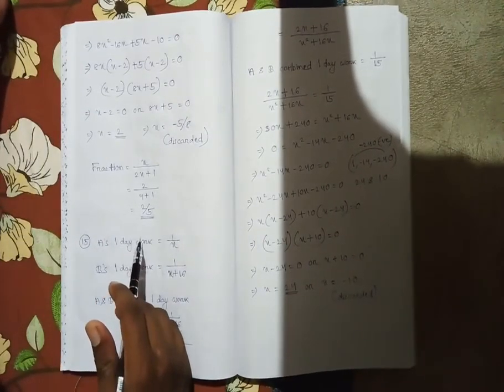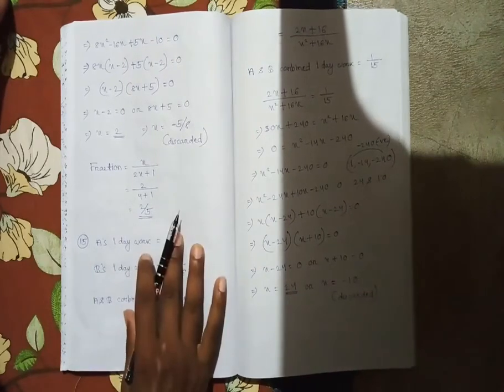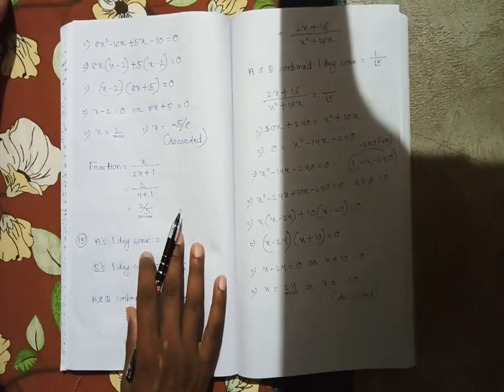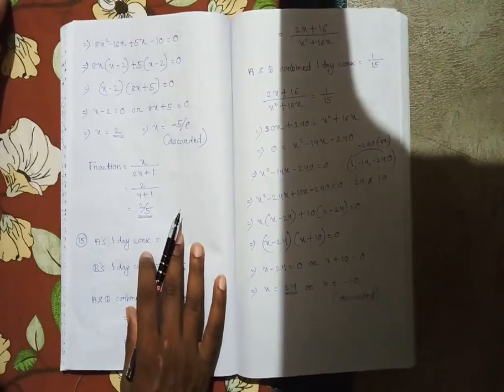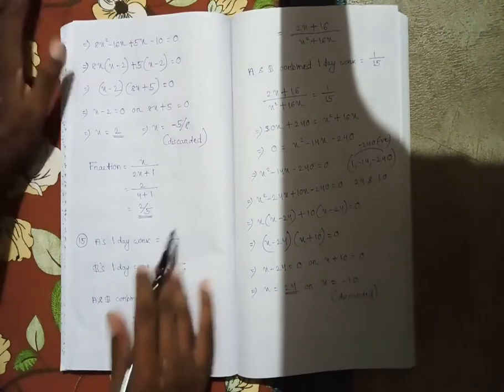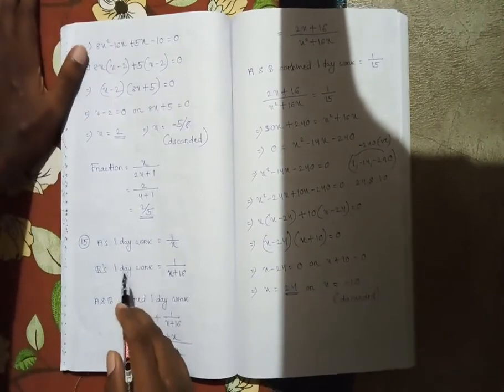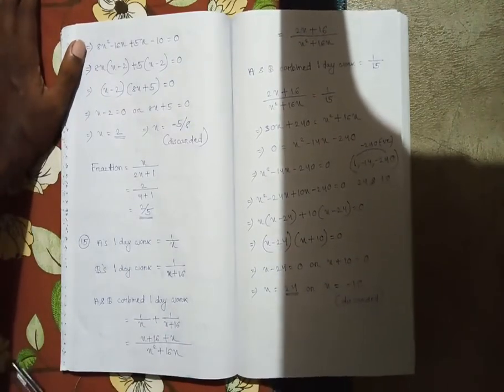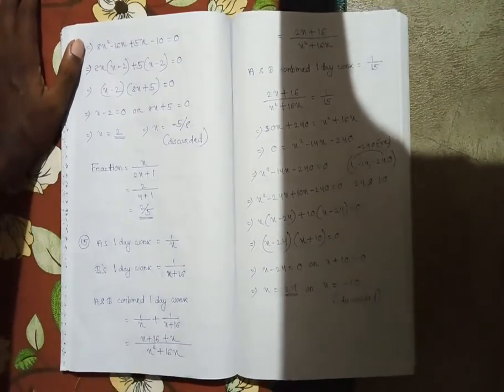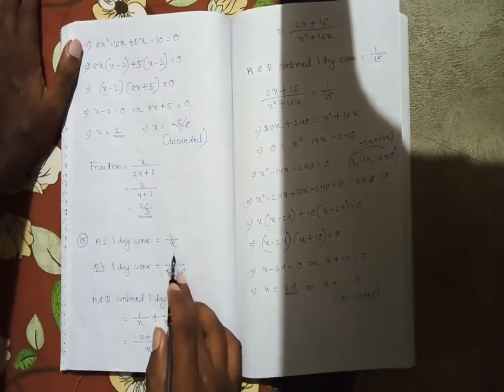A can do a piece of work in X days and B can do the same work in X plus 16 days. If both working together can do it in 15 days, calculate X. It is already given A can complete the work in X days. So A's 1 day work will be 1 by X. You know this from lower class.